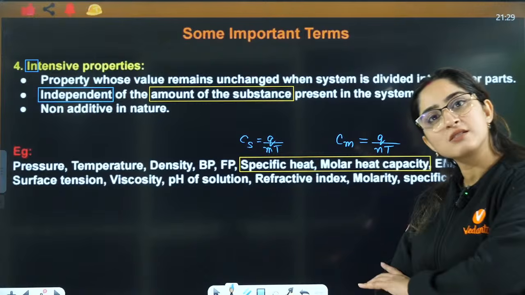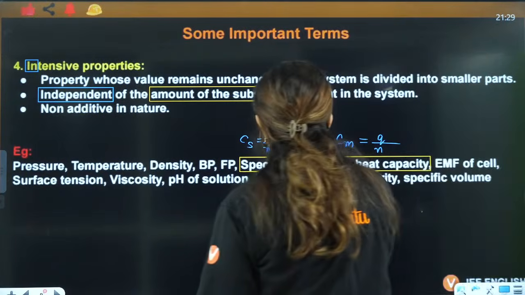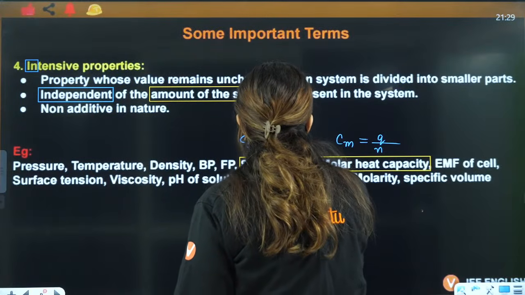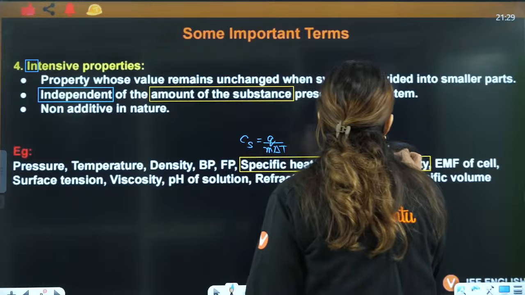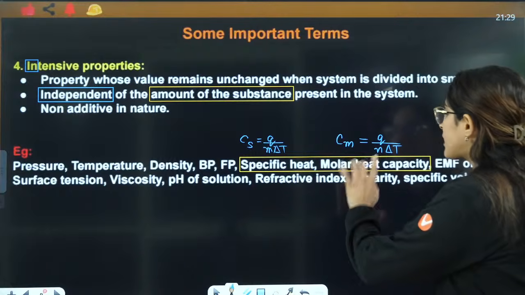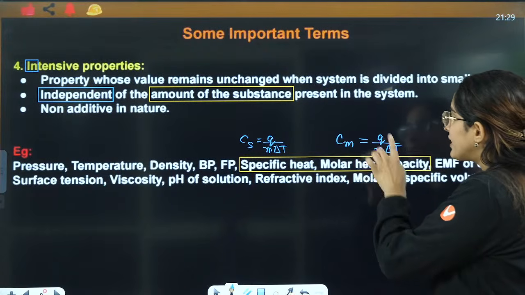Now ma'am, what is this nT? Achha, now understand one point. Here you have delta T, the change in temperature. We will talk about heat capacity in detail. Right now just see which is intensive and which is extensive. This is molar heat capacity.